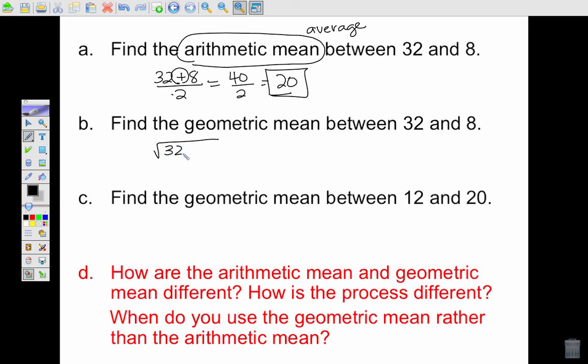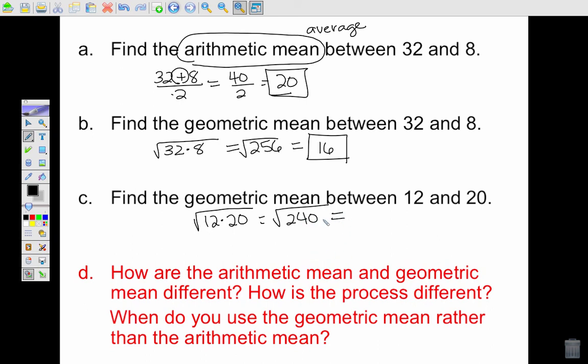The geometric mean, remember, is the square root of the product of the two numbers. So I have 32 times 8, which is 256. Take the square root of that, and I get 16. So the geometric mean is 16. Geometric mean between 12 and 20. Again, I'm going to take the square root of 12 times 20, and that's the square root of 240.